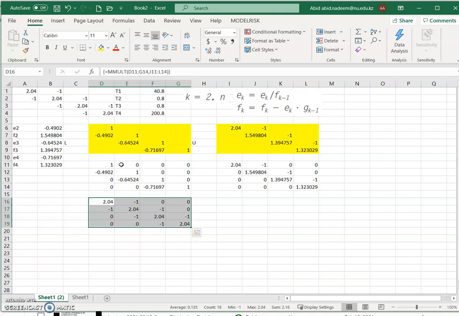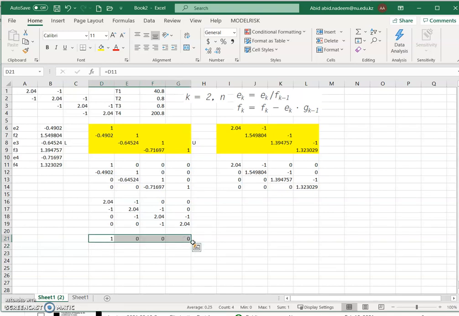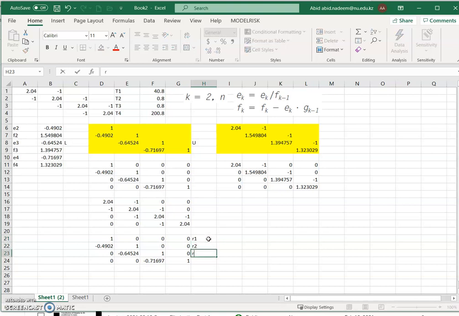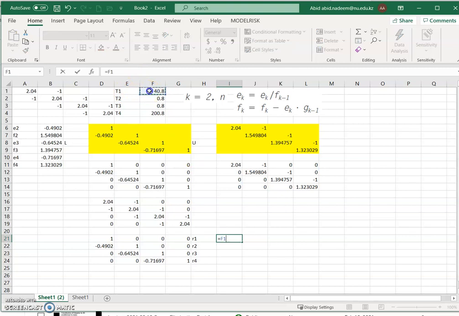Now the rest of the procedure is the same as for the solution in the case of LU decomposition. That means first we will use the L matrix to find the intermediate components R1, R2, R3, R4. So let me first use the L matrix, this is the L matrix, and now we will calculate these R1, R2, R3, R4, and then these coefficients are here.